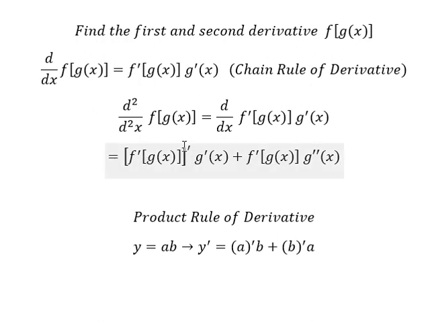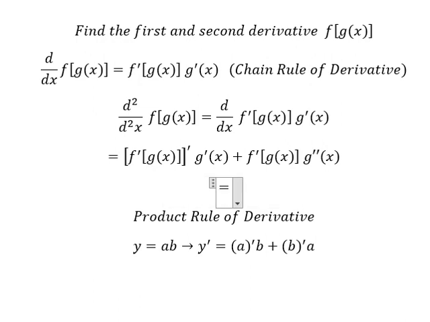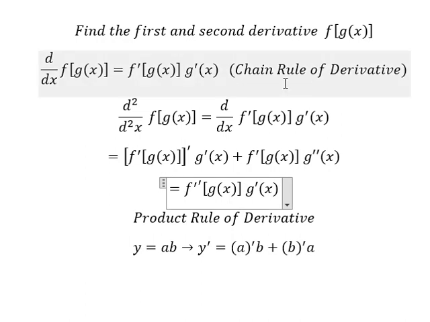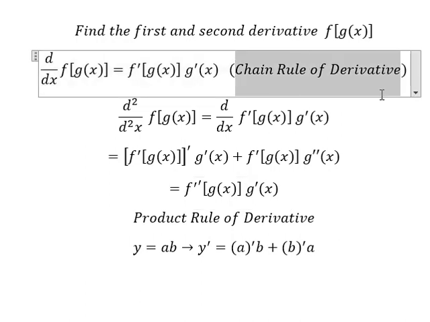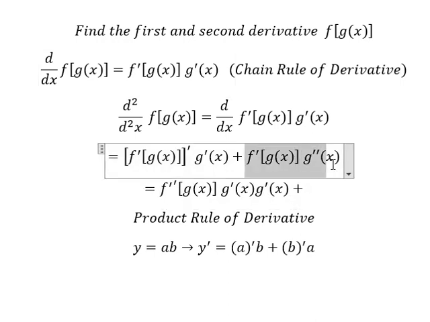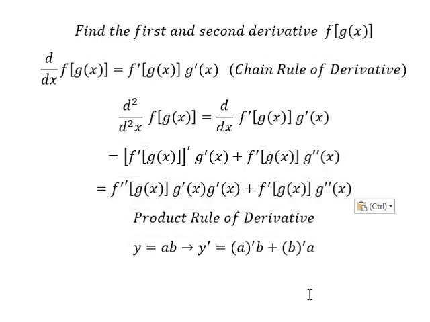So if we do the first derivative of this one, we have the second derivative of f(g(x)). Later, we need to do the first derivative of g(x), because this is about the chain rule of derivative. And this is the final answer.